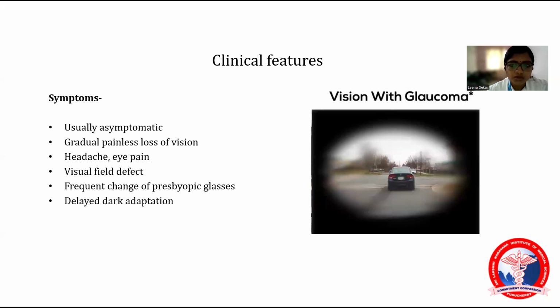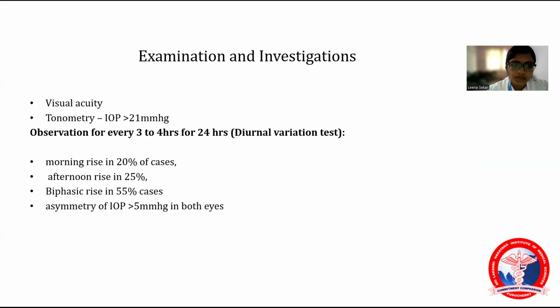Clinical features. How a patient with open angle glaucoma sees is depicted in this picture. They are usually asymptomatic, and gradual painless loss of vision can happen. Headache, eye pain, visual field defect, frequent change of presbyopic glasses, and delayed dark adaptation are all symptoms of primary open angle glaucoma patients.